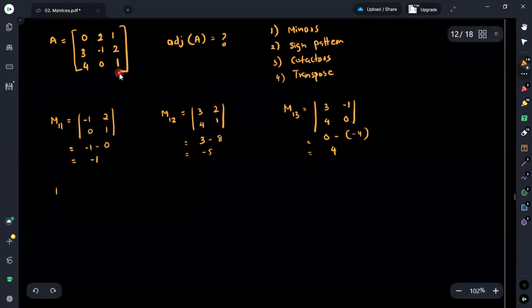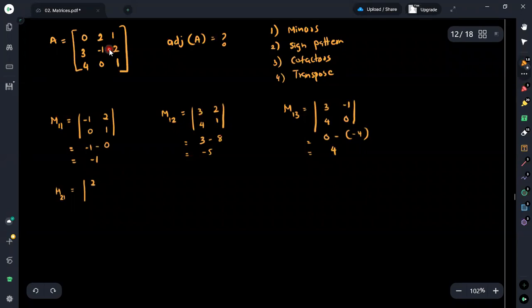Then M21, second row with first column. The element is 3, and we cut down the second row and first column. Therefore, the remaining elements are 2, 1, 0, 1. This leads to 2 minus 0, which equals plus 2.